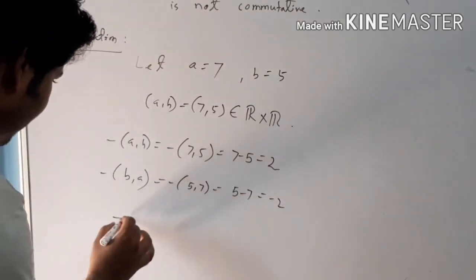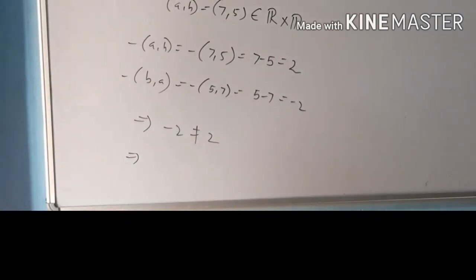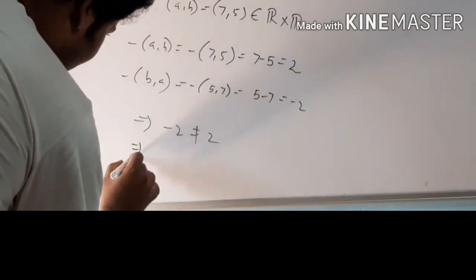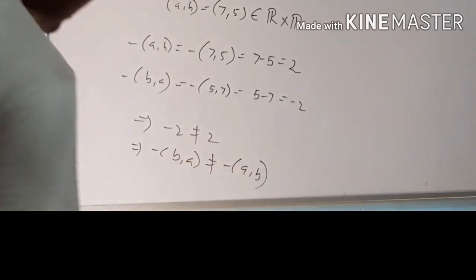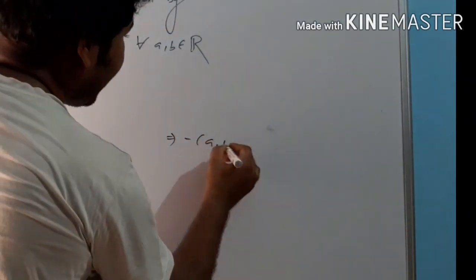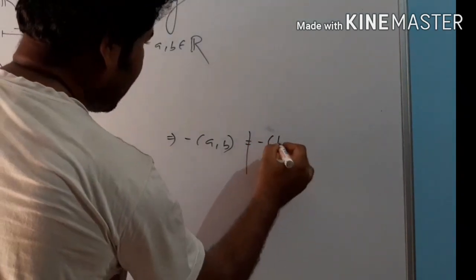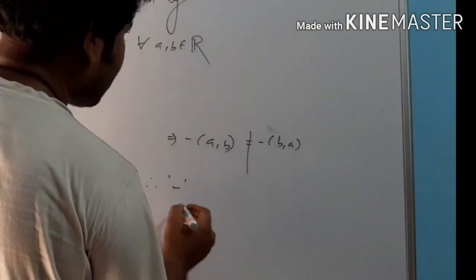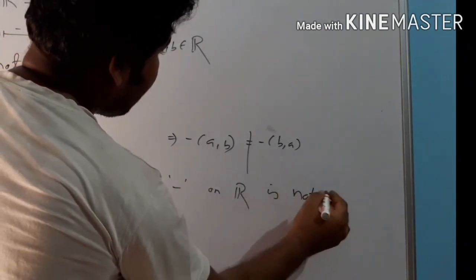So here this implies minus 2 is not equal to 2. This implies the subtraction of B minus A is not equal to subtraction of A minus B, which means subtraction of (A, B) is not equal to subtraction of (B, A). This implies the subtraction operation on R is not commutative.